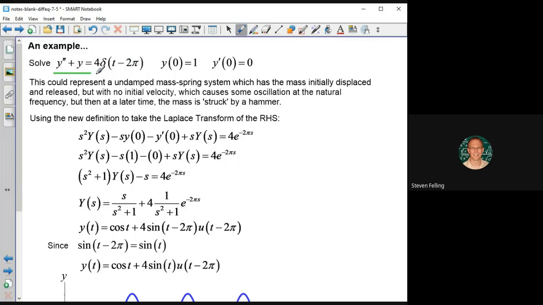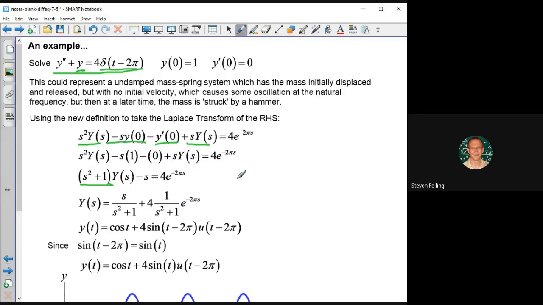So we could take the Laplace transform of this whole expression, right? The transform of y double prime would be s squared Y(s) minus s y(0) minus y prime(0). And the transform of y is this. And on the right, the Laplace transform of this delta is 4 e to the minus 2 pi s. Okay, you could apply these initial conditions: y(0) is 1, y prime of 0 is 0. Gather all the terms over here and divide through by the leading coefficient to solve for capital Y of s. You'd get s over s squared plus 1, plus 4 times 1 over s squared plus 1 times e to the minus 2 pi s.